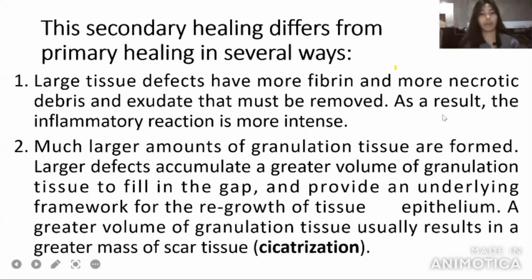Secondary healing differs from primary healing in several ways. First, large tissue defects have more fibrin and more necrotic debris and exudate that must be removed. As a result, the inflammatory reaction is more intense than in primary healing. Second, a much larger amount of granulation tissue is formed. A larger defect accumulates a great volume of granulation tissue to fill the gap and provide an underlying framework for the regrowth of tissue epithelium. A greater volume of granulation tissue usually results in a greater mass of scar tissue.